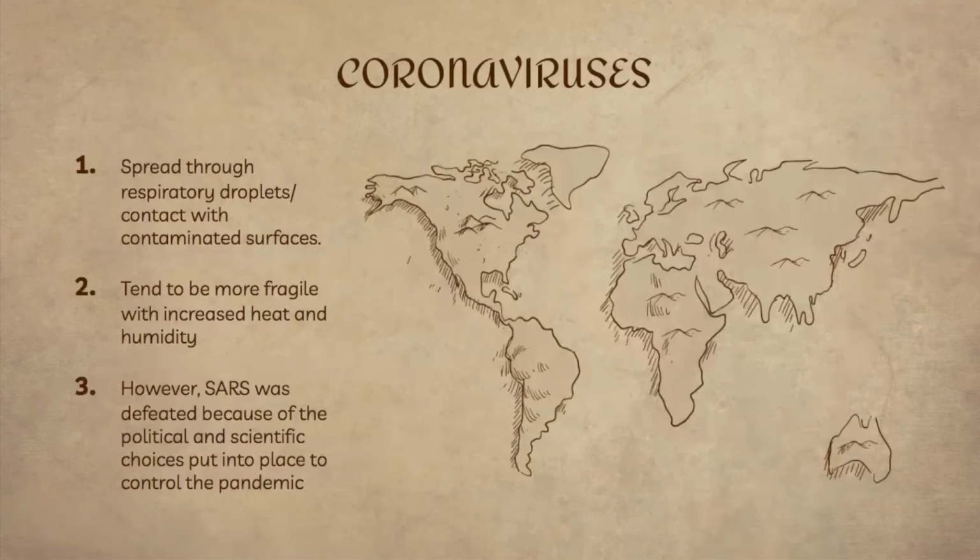There are two major ways that coronaviruses are thought to spread: from person to person through respiratory droplets and from contact with contaminated surfaces. Coronaviruses also tend to be more fragile with increased heat and increased humidity. This is not to say that these climate factors are enough to stop the spread of these viruses. In the SARS pandemic, we saw that infection did not necessarily stop because of warmer weather, but rather because of the political and scientific choices that were put into place to control that epidemic. These choices might help us become more informed about our current pandemic.